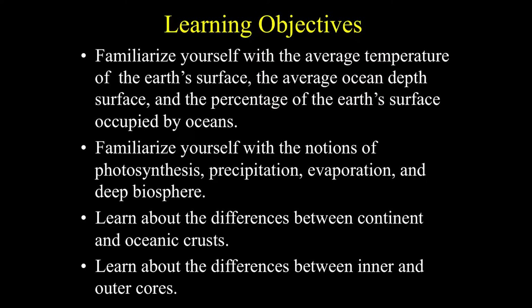Let's start with some learning objectives. We'll be familiarizing you with the average temperature of the Earth's surface, the average ocean depth, and the percentage of the Earth's surface occupied by oceans. You'll familiarize yourself with the notions of photosynthesis, precipitation, evaporation, and the deep biosphere. You will learn about the differences between continental and oceanic crusts. You will also learn about the differences between inner and outer cores.